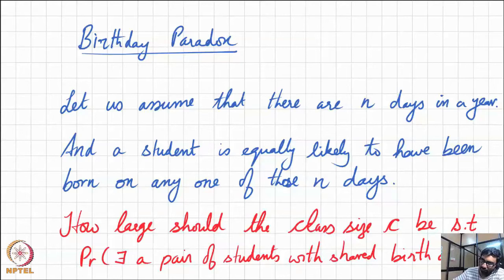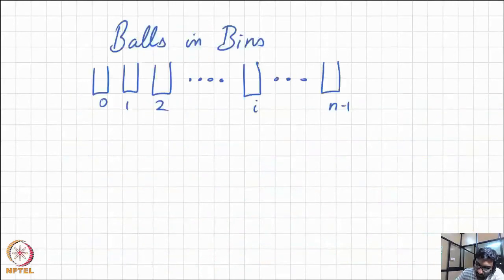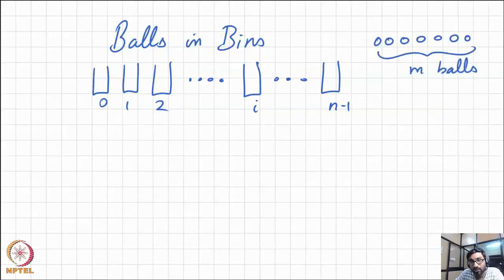Let's see how this birthday paradox question can be analyzed using the balls and bins model. In this model, we have n bins, which we identify from 0 to n minus 1, and we have m balls. We assume that each of these balls is sequentially thrown into one of the bins, the choice of bin is equally likely to be any one of the n bins, and moreover the balls are thrown into bins chosen independently of each other.